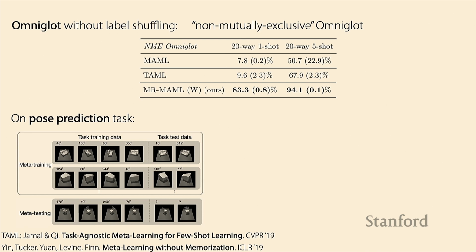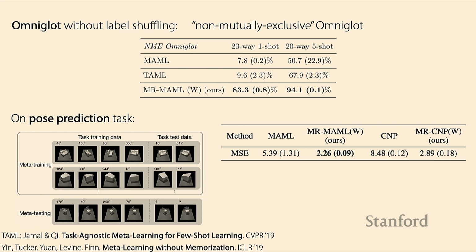Similarly, on the pose prediction task, which is more interesting than the Omniglot task, it's harder to just shuffle the labels. If you look at the mean squared error between the predicted orientation and the correct orientation, we can get a much lower mean squared error when incorporating this form of meta-regularization. And you see an improvement both with the MAML algorithm as well as an algorithm called conditional neural processes, which are a form of black-box meta-learner.